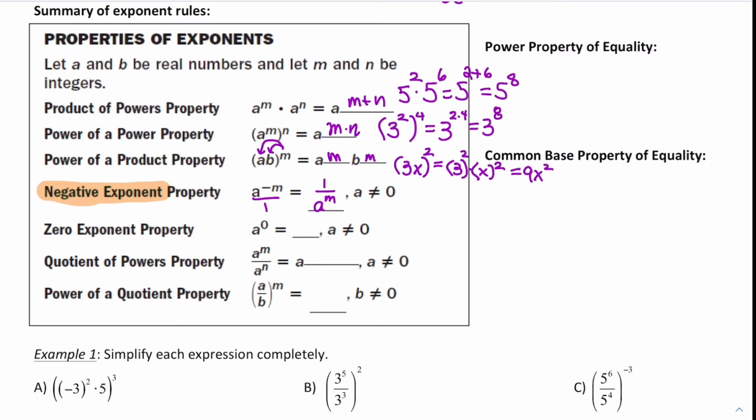We have rewritten this thing with a positive exponent. We don't really want to leave answers with negative exponents. That's really not a good practice. So this is how we fix that problem.